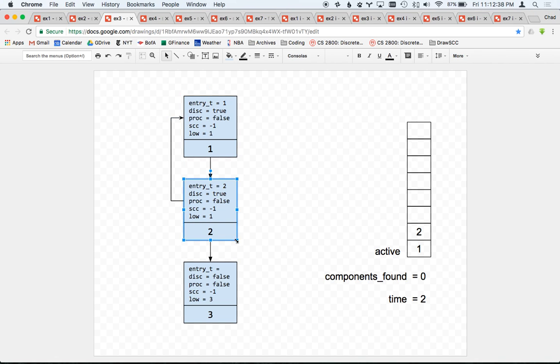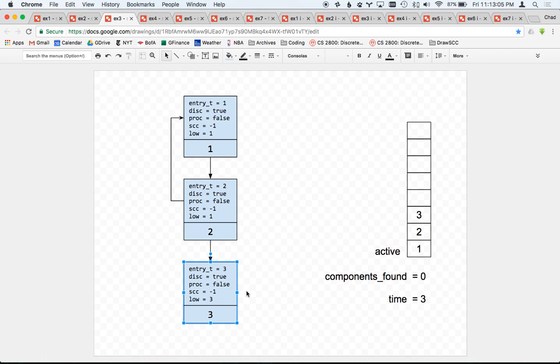We continue back to vertex 2, and we look for other edges coming out of vertex 2, and we have this edge coming out from vertex 2 to vertex 3. Vertex 3 is undiscovered, so we are going to increment our time marker and set the entry time equal to 3, and say that vertex 3 has been discovered. Discovered equals true. And we push vertex 3 onto the active stack. We check to see whether there are any out edges from vertex 3.